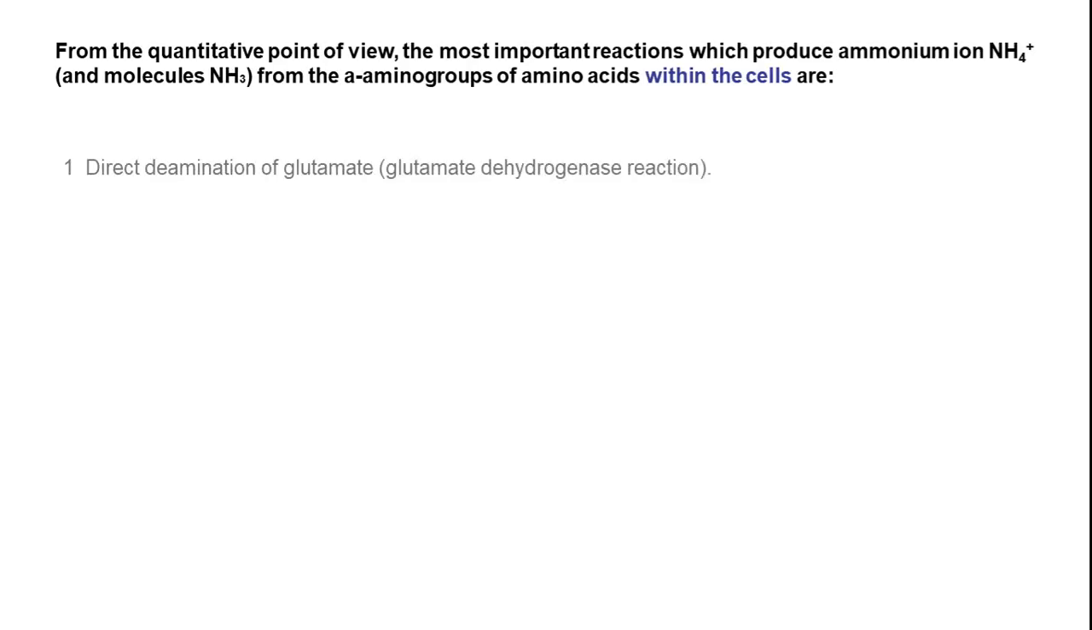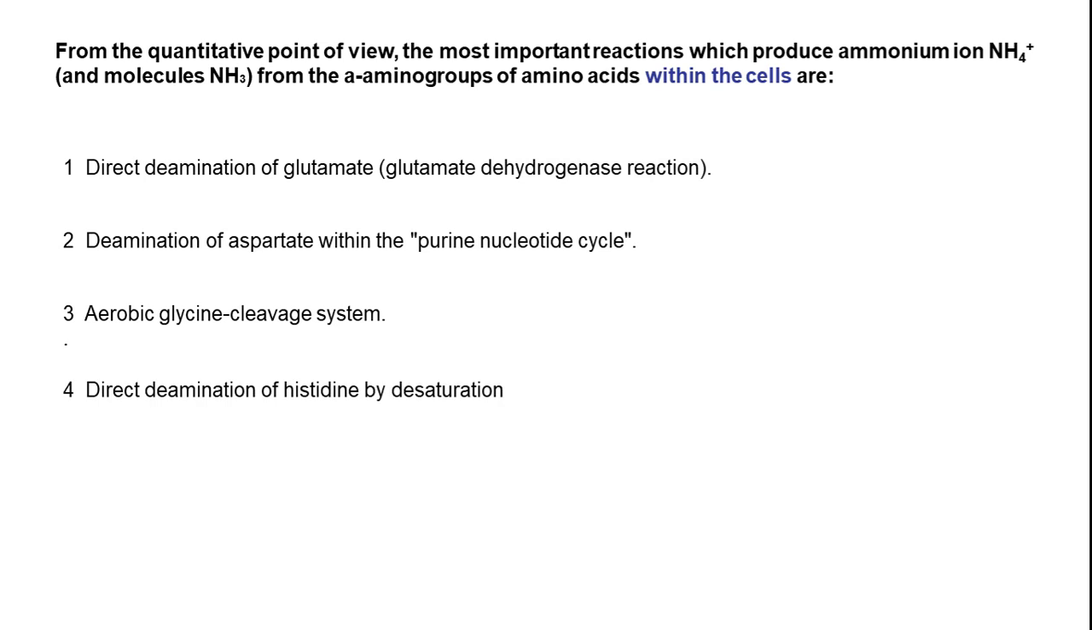From the quantitative point of view, we have four reactions. One is direct deamination of glutamate, and another is deamination of aspartate within the purine nucleotide cycle. These are two major pathways. Next to that is the aerobic glycine cleavage system, which looks more like the peroxisome metabolism system that we have seen. The glycine cleavage system also plays a major role, and then direct deamination of histidine by desaturation also contributes significantly to deamination type of reactions.